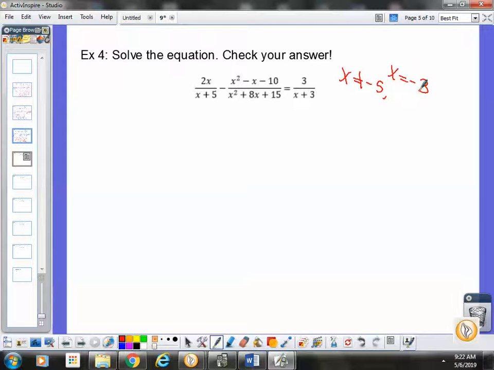Let's factor this middle term. Are there factors of 15 that add to 8? What are they? 5 and 3. So x plus 5, x plus 3. That's not going to change these values of x, is it? x cannot equal negative 5 and x cannot equal negative 3 still applies. If we were to get a common denominator in this problem, what would we use? What do we need? That's right, an x plus 5 and an x plus 3.